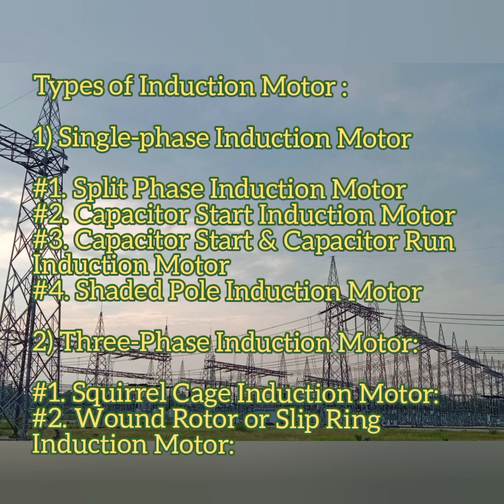Next, we will have a small look at the types of induction motor. So mainly there are two types. One is the single phase and the second one is the three phase motor. The single phase motor is further subdivided into a split phase induction motor, capacitor start induction motor, capacitor start and capacitor run induction motor, and shaded pole induction motor. In the three phase induction motor, the rotor is subdivided into a squirrel cage induction motor and a wound or slip ring induction motor. So only the rotor is different in the three phase induction motors.